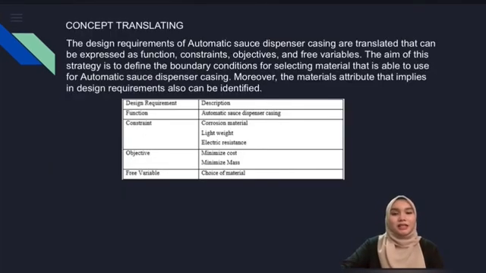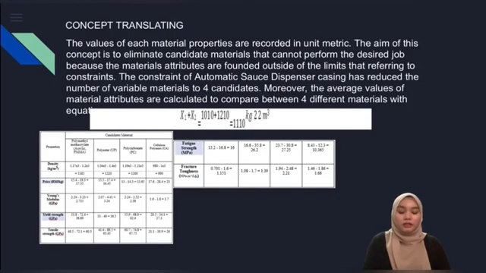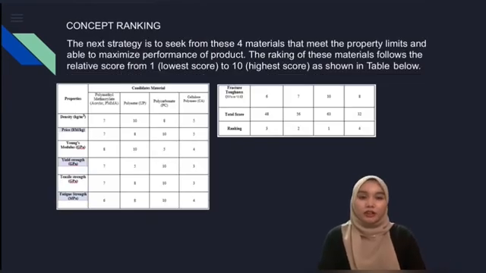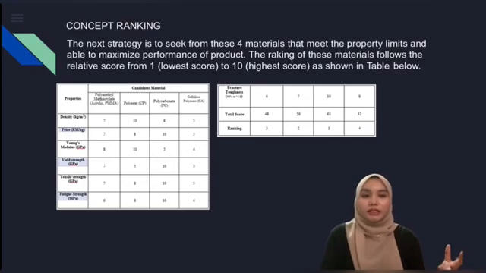Translating concept. The aim of this concept is to define the boundary conditions for selecting material that is able to be used for this project. All of the requirements have been stated in the table. So the constraints stated before have reduced the number of variable materials to only 4 candidates. So the average value of the material attributes is calculated by the formula. So the ranking concept is to ensure the material is able to maximize the performance of the product. The rank of material is stated in the following table.